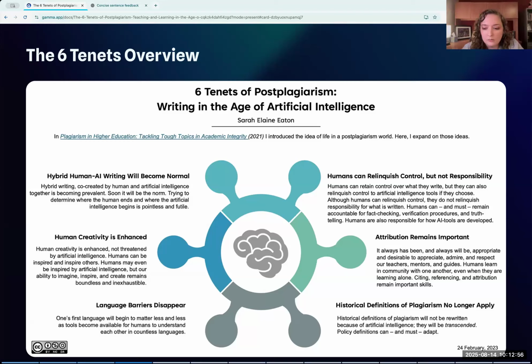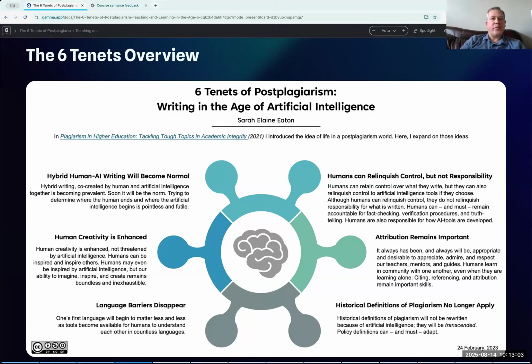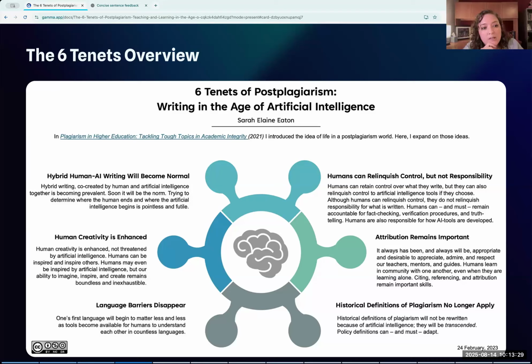I was going to push back. I think I put in the chat, the human creativity is enhanced. That one to me seems the most tenuous, because AI can also take over our creativity. That's the one where how we're using AI could enhance our creativity, or replace our creativity. Yeah, that's certainly a lucrative area of research for cognitive scientists right now. Any other initial reactions?